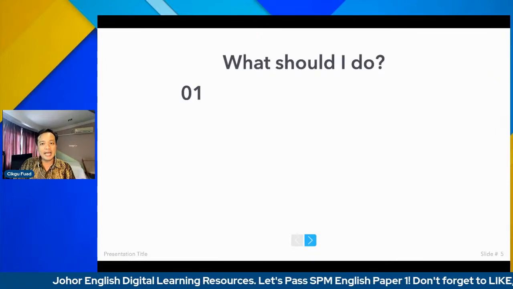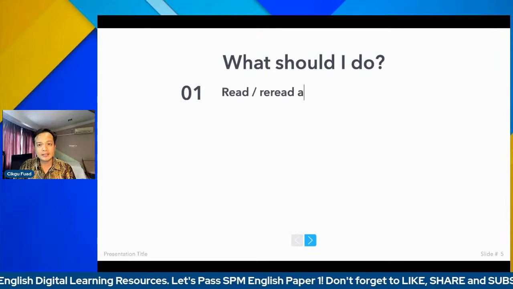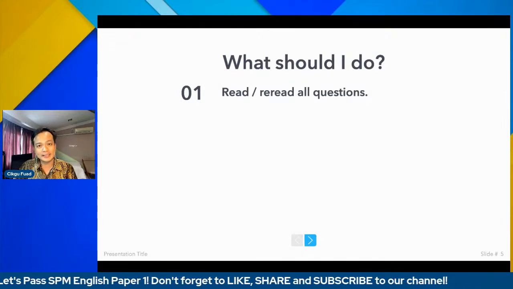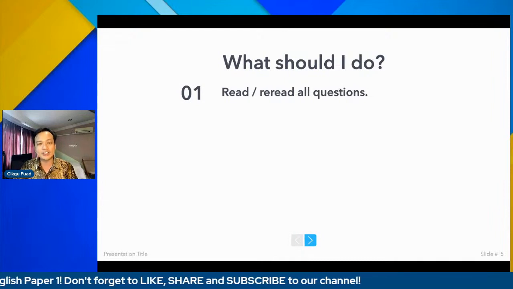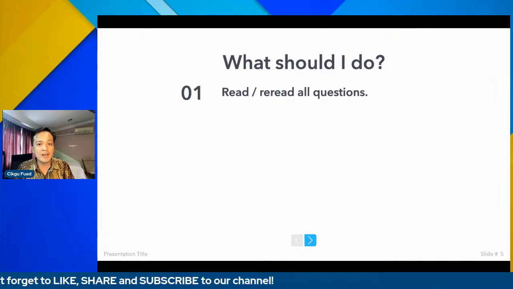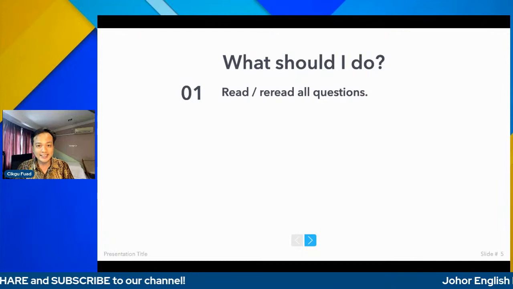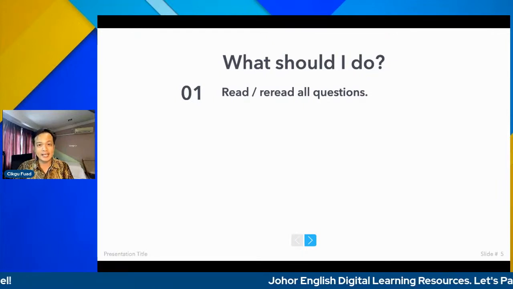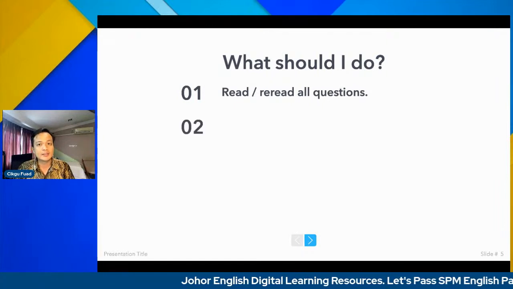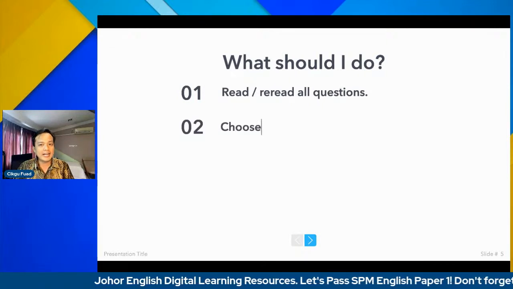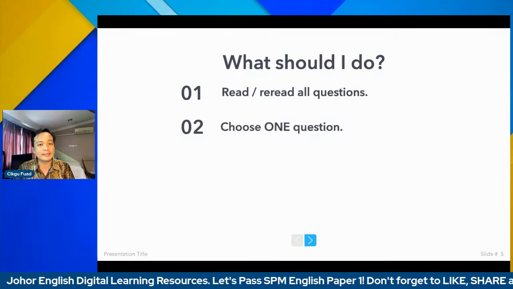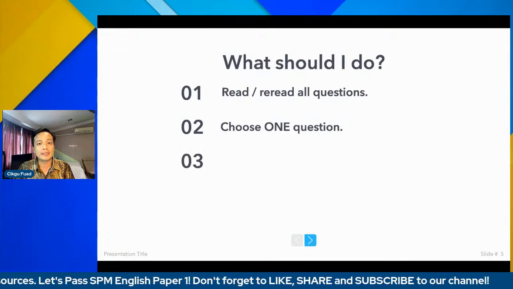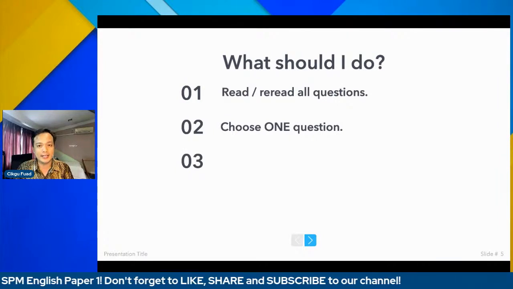Now, there are a few steps. Step number 1, you need to read and also reread all the questions. Okay. In section B, we have a total of how many questions? Berapa soalan kita ada? Okay, yes, we got 5 questions. And we need to choose one. Okay, now, after we have read all the questions, you choose one question. Remember to choose only one. And when you choose, remember, choose the one that you think you can answer.